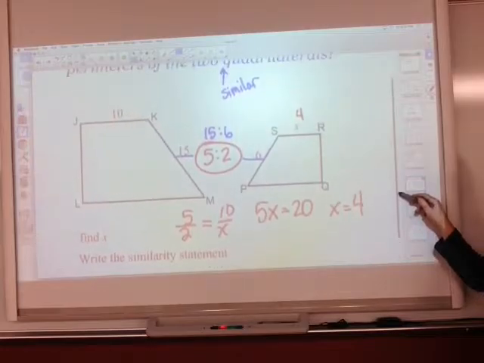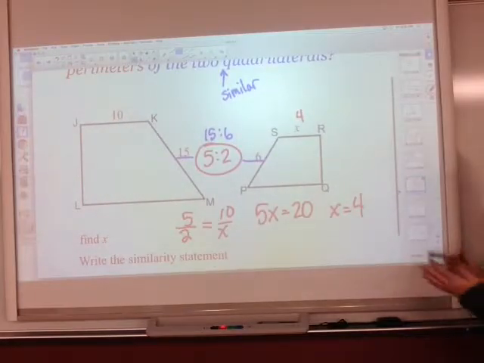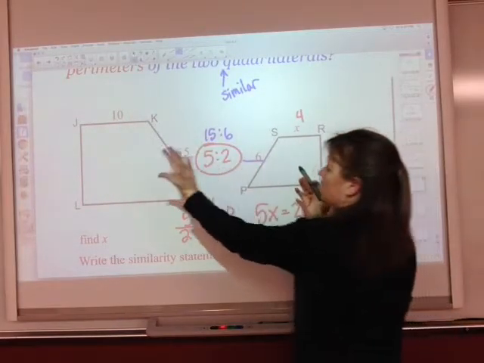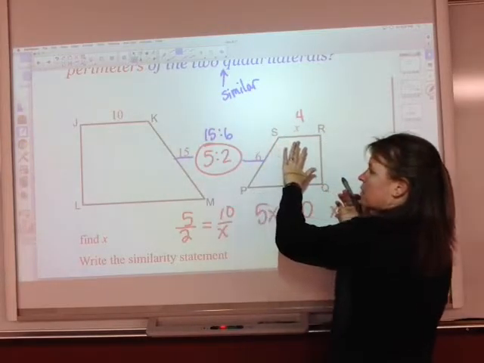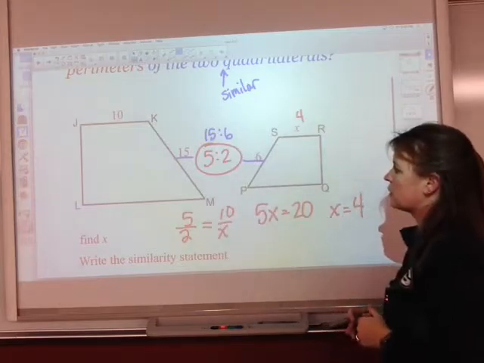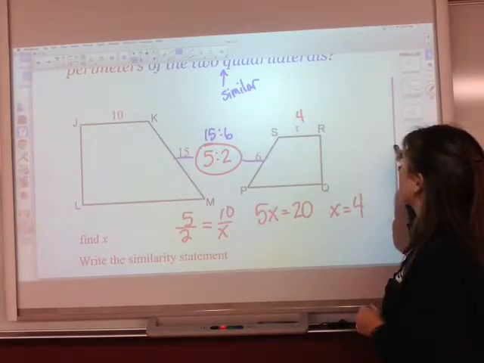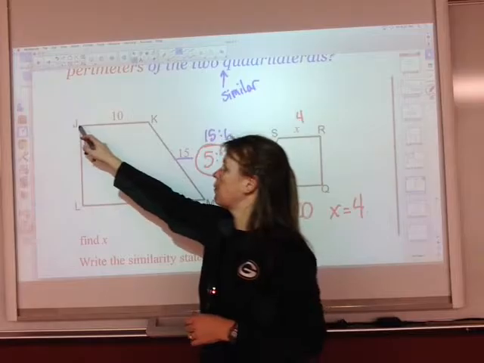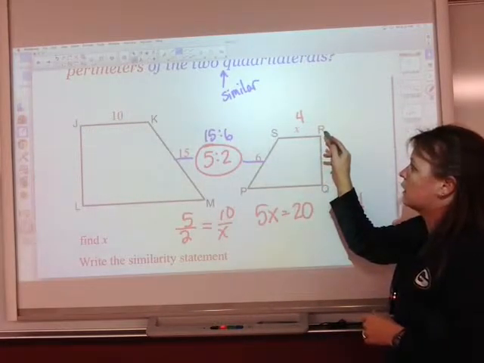Write the similarity statement. You've got to be careful because one of them is reflected. This one's facing this way, this one reflected over that way. It's like our glide reflections with our tessellations. It's completely reversed. So make sure you line up the letters carefully. This J up in this upper left-hand corner is going to match with the R.